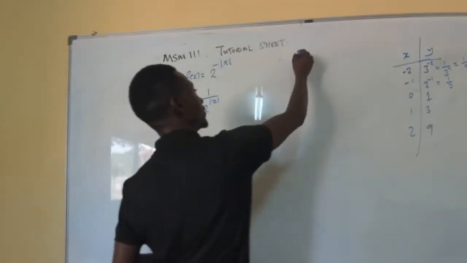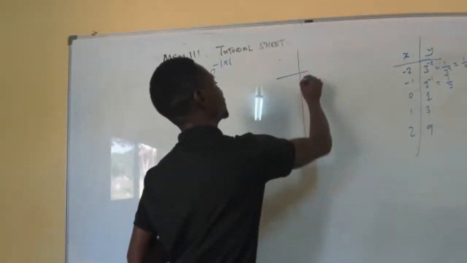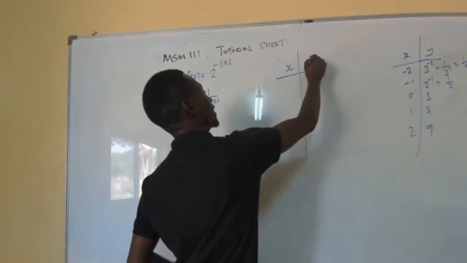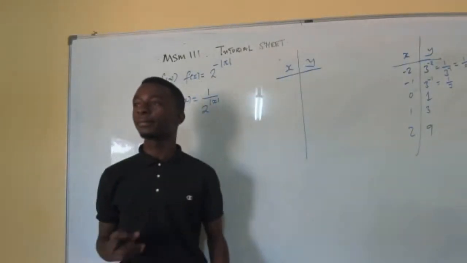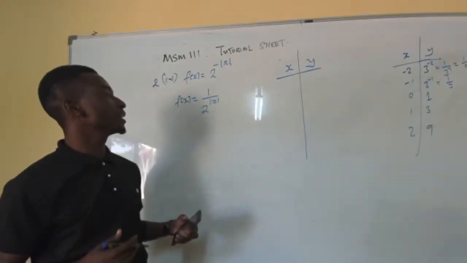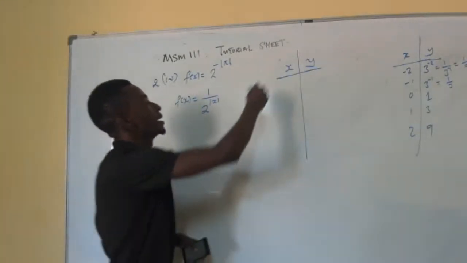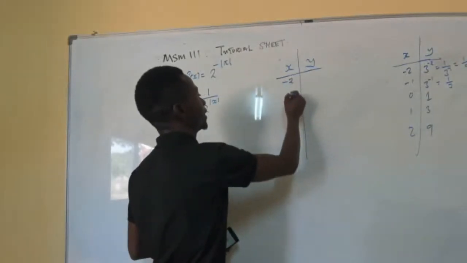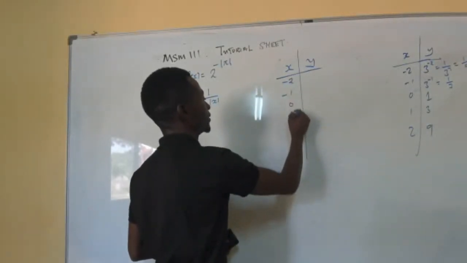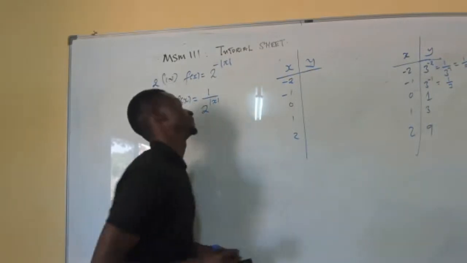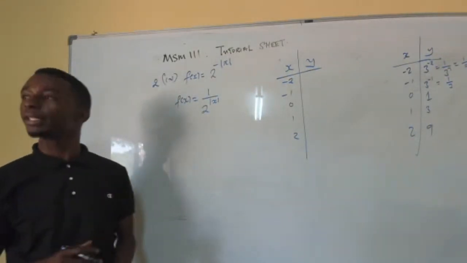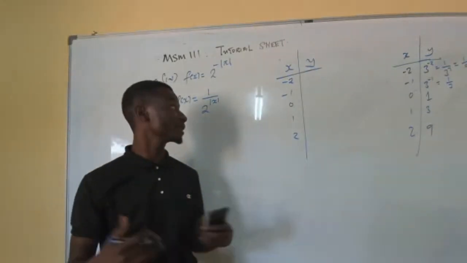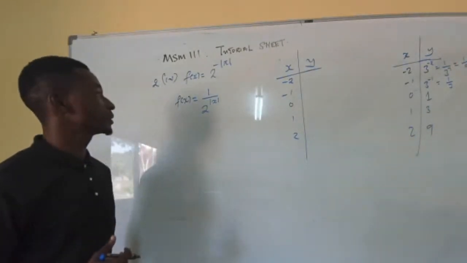So using the table of values, let's do this. We have x there, we have y there. So now we choose the numbers that we can play with. I'm choosing -2, -1, 0, 1, and 2. Now from there, let's substitute and see what we're going to get.